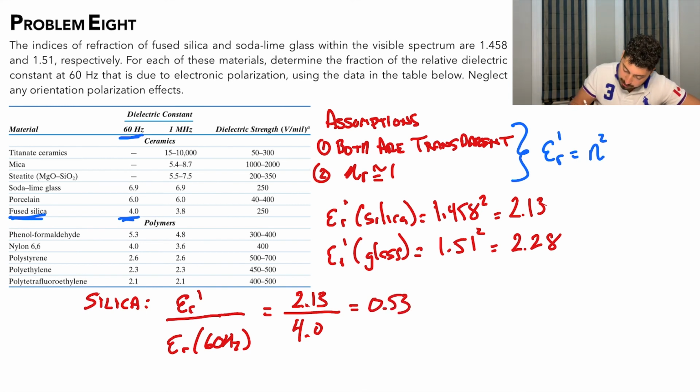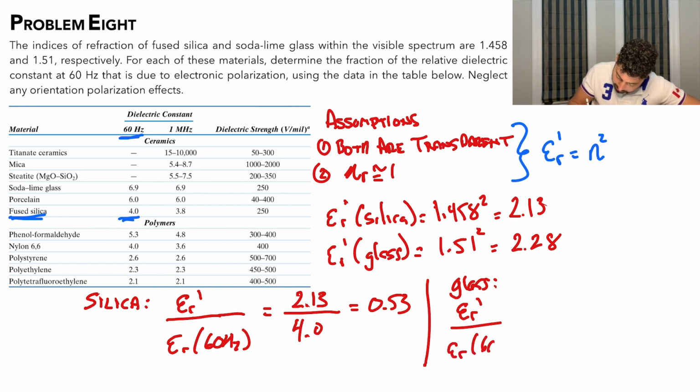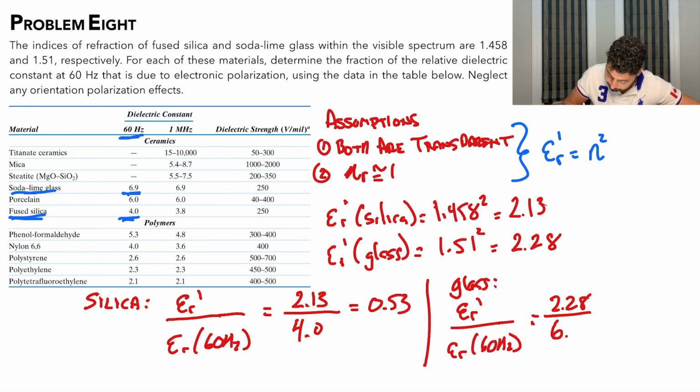Now we're going to do the same thing for our glass. So we can say that our dielectric constant for our glass divided by our dielectric constant at 60 Hertz is going to give us 2.28 divided by, again, our dielectric constant for our soda lime glass at 60 Hertz, which is 6.9. And finally, that's going to give us a ratio of 0.33.